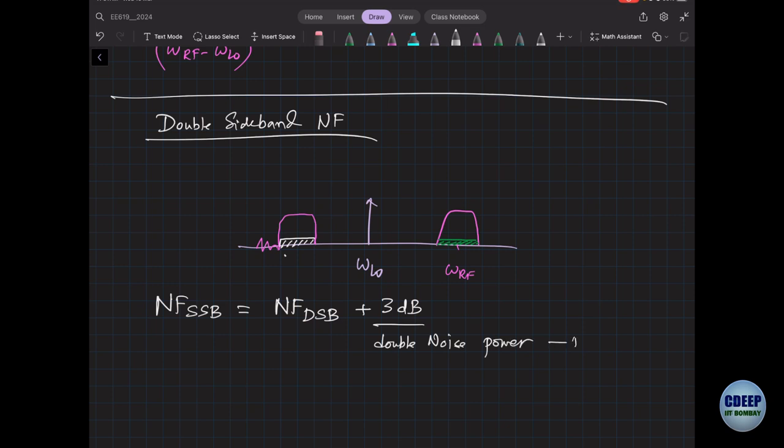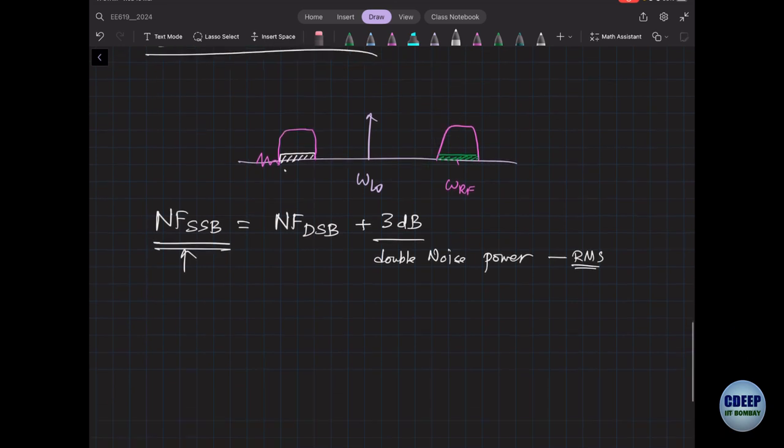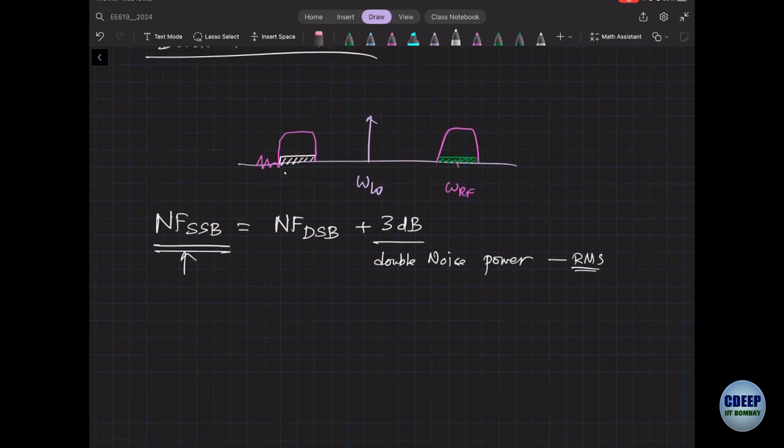And again, this is RMS. You have to do root mean square addition over here. Okay? And in most cases, we would use this as accurate. So you can see that the NF SSB is at least 3 dB. Okay? If the NF DSB is 0, let's say, then you'll get 3 dB as the minimum. Okay? If the mixer is an ideal mixer.